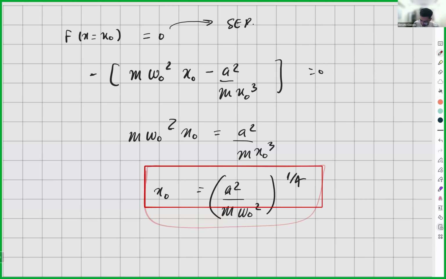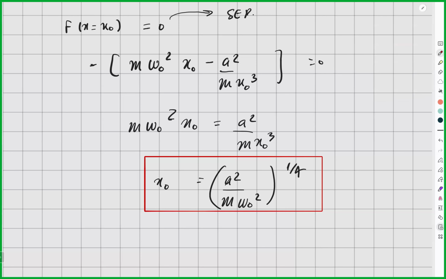So I think you made a mistake. Sorry for the interruption, sir. I think so, because on performing the first derivative, in the expression we have half m omega naught square x square plus a square by 2m x square. M square is there, right? Yes, sir, this was a mistake.